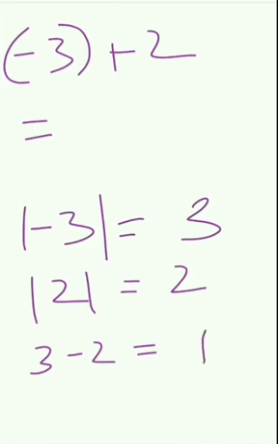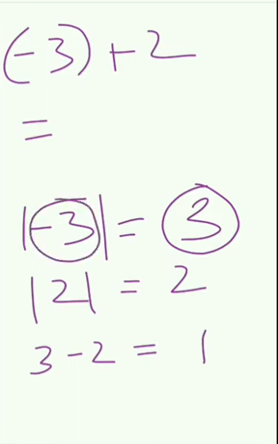Now we need to put the sign of the integer which is having the largest absolute value. Now if you look at the absolute value of both the numbers, 3 is the largest absolute value and 3 is the absolute value of the number minus 3, and minus 3 is having the negative sign. So we will put the minus sign in front of the difference of their absolute value. So the answer is minus 1. Let us do one more example.